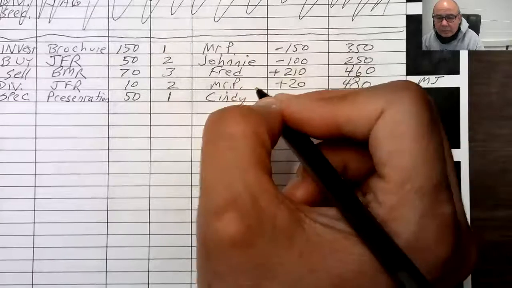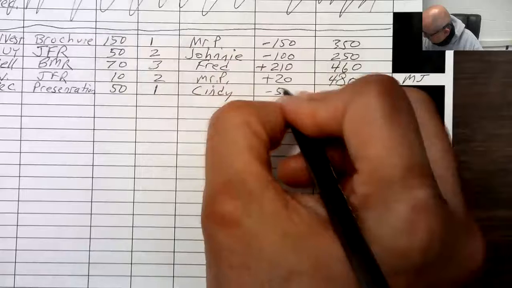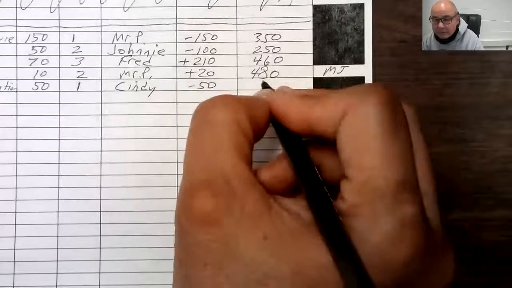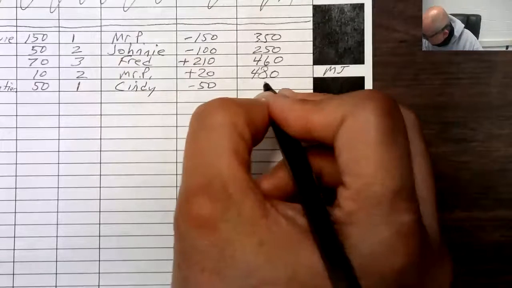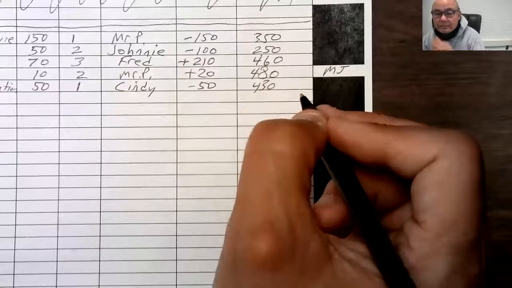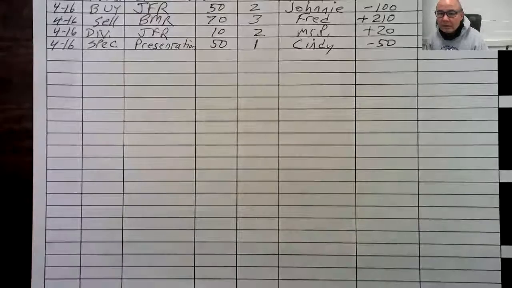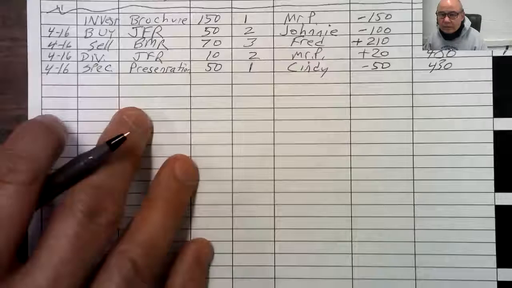And so I'm going to pay Cindy, and this is going to be minus 50. Then I'm going to subtract 50 from my running balance, and I'm going to have $430. That's my running balance. Okay. So you're going to do this throughout the Perry Ellis Street Journal. You're going to have this transaction record.